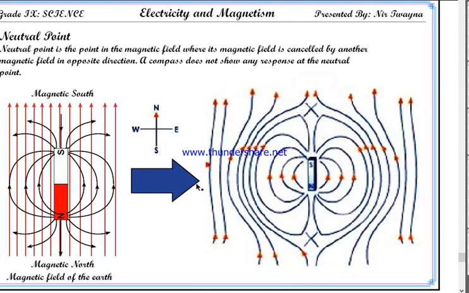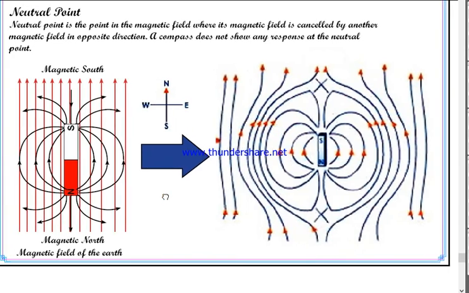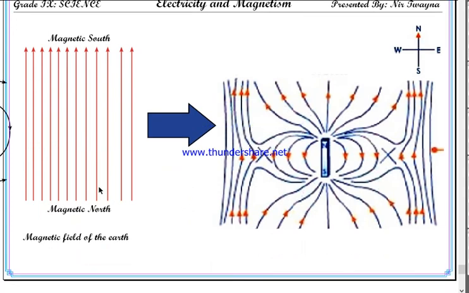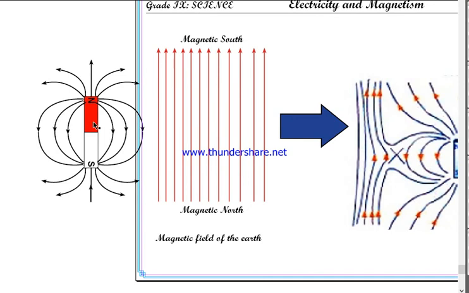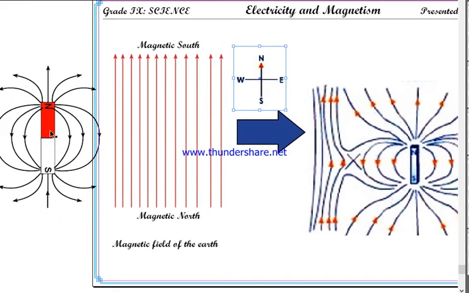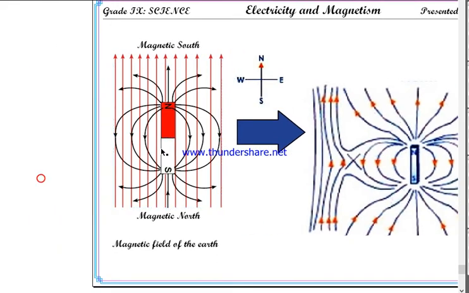Any confusion? Okay, so let's go to the next case, case number 2, in which the north pole of the magnet is facing toward the actual north. In this case, just above and below the magnet, you can see the lines of force are moving in the same direction.